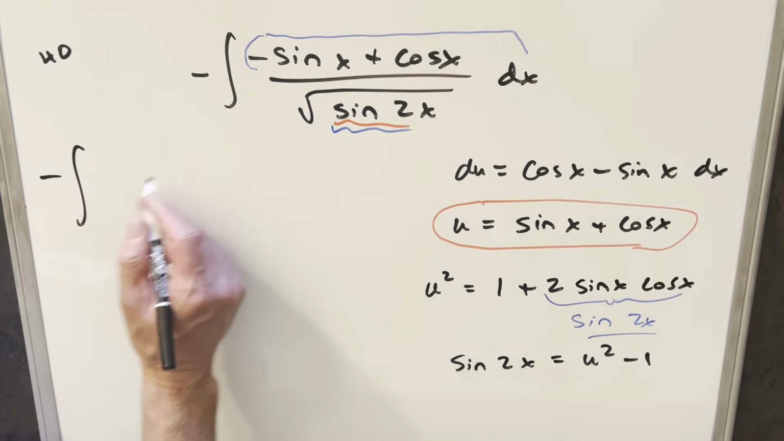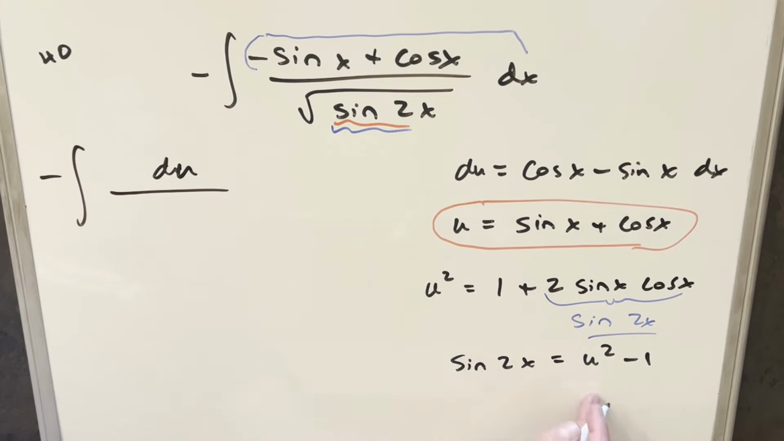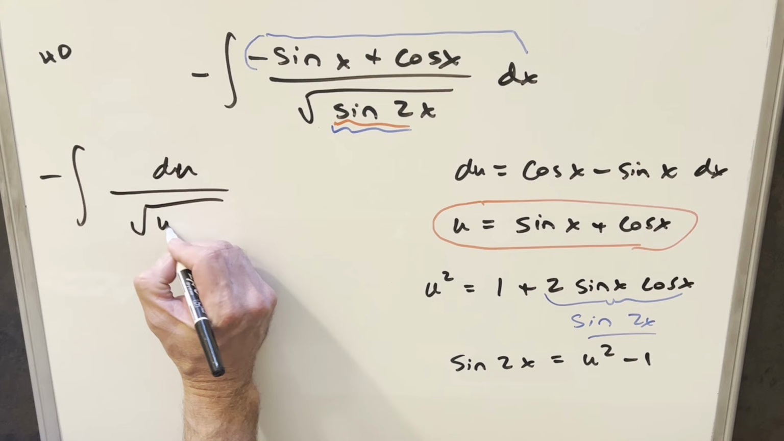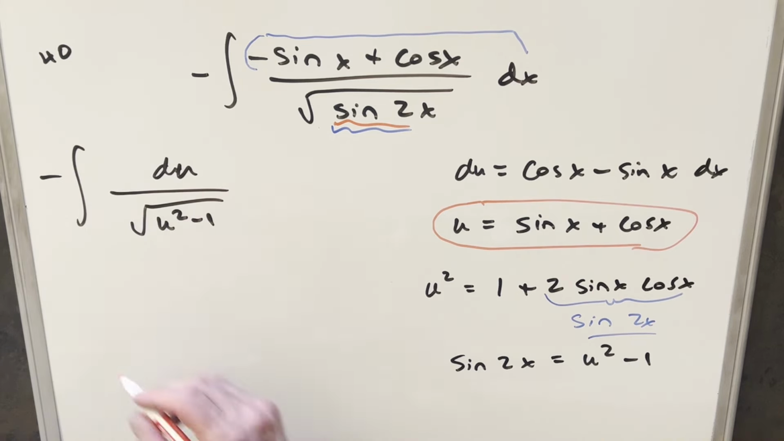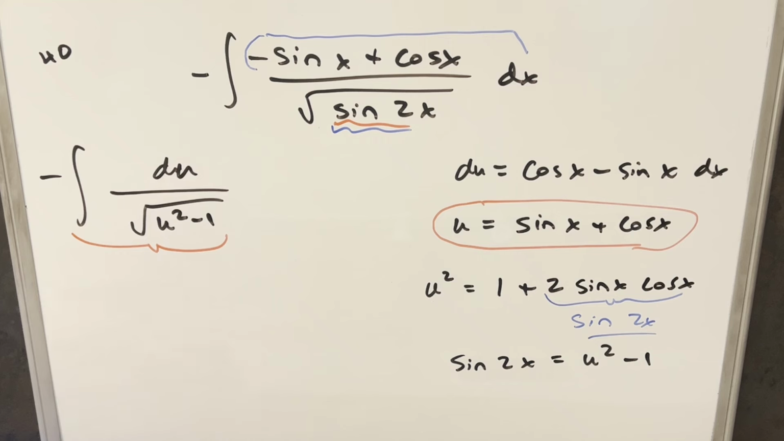We've got our minus out front. Everything up here is going to be du. And then inside the square root, we've got this value, so we're going to have the square root of u squared minus 1. But this is a really common integral, so I'm just going to use a formula on this. Let's take a look at that really quick.